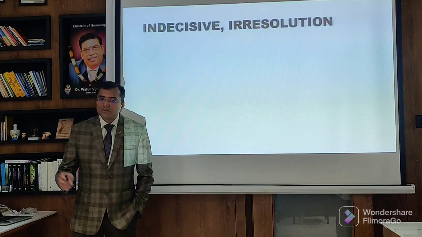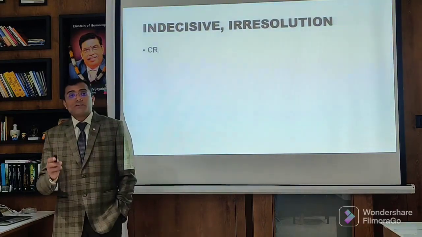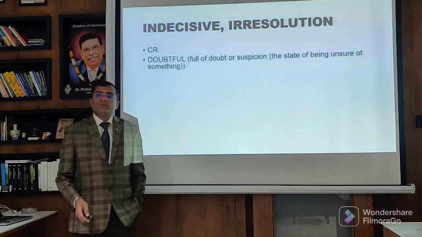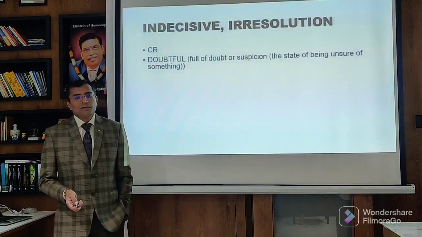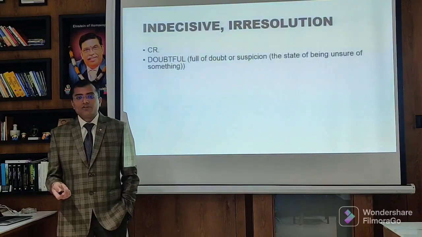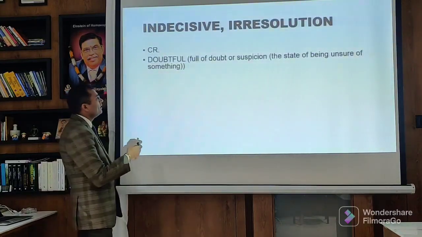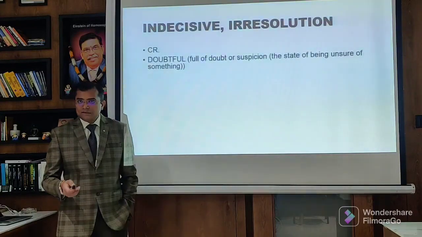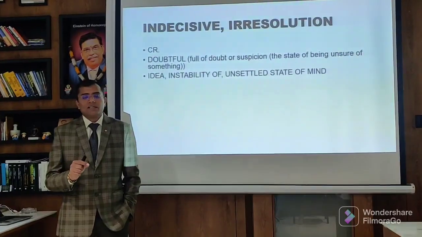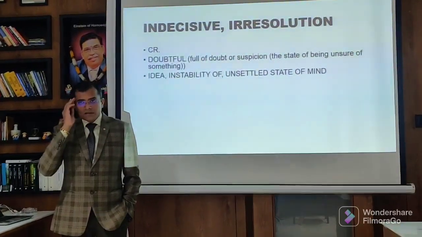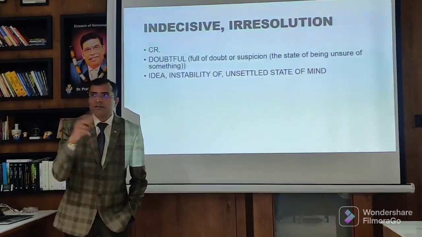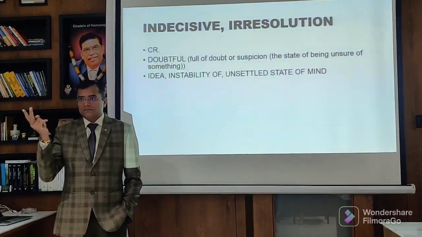So for indecisive irresolution, what are the cross references? We have a lot of cross references. One is doubtful. What is doubtful? Full of doubt or suspicious; the state of being unsure of something. Clear? Second one is the idea of instability, an unsettled state of mind. There is an idea but not stability: an unstable, unsettled state of mind. This or this. I have this idea, I have to do this or this.